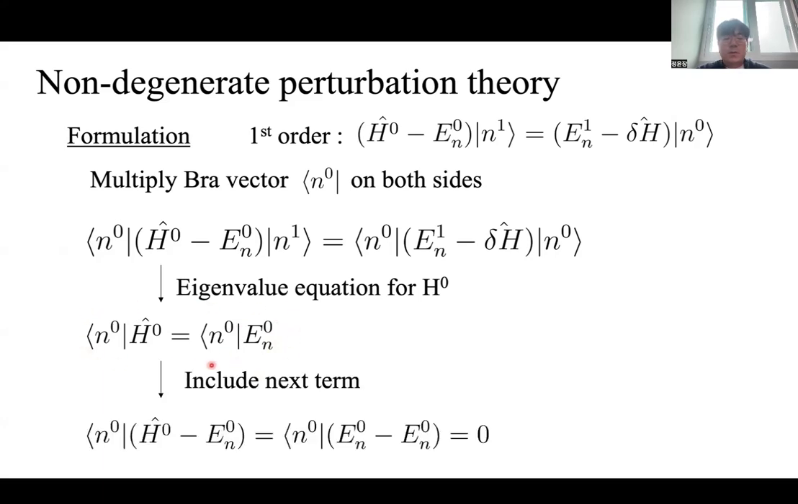So then if I include the next term, it turns out that since this has changed into this, inside here, it's just this minus this. Because these two are constants, this is zero. So what this means is that I don't really need to care about this part. Whatever this is, it doesn't matter because the moment I multiply this vector on the left side here, this entire term becomes zero. So what this means is that this must be zero. And this is important because this already gives us information about this first order energy correction.